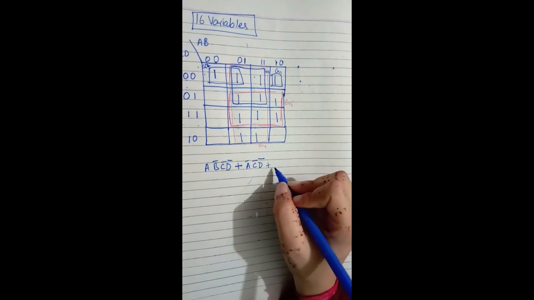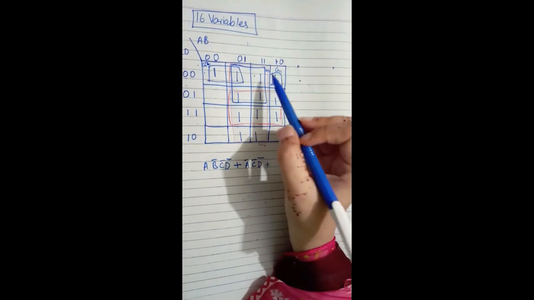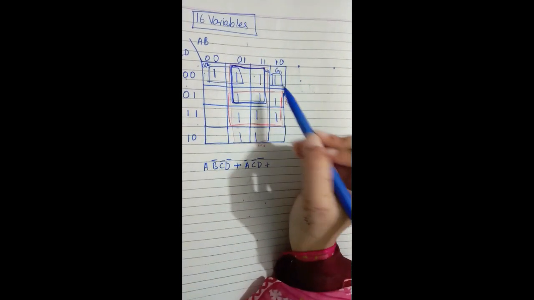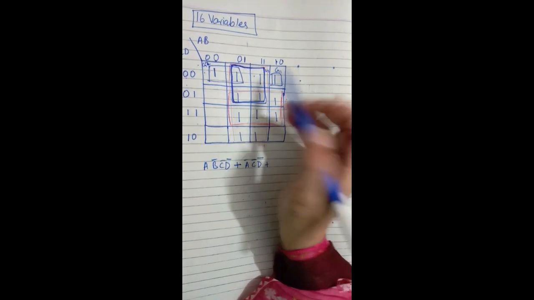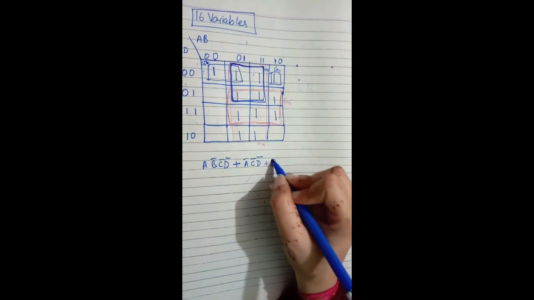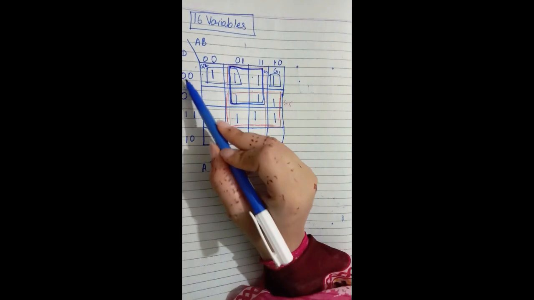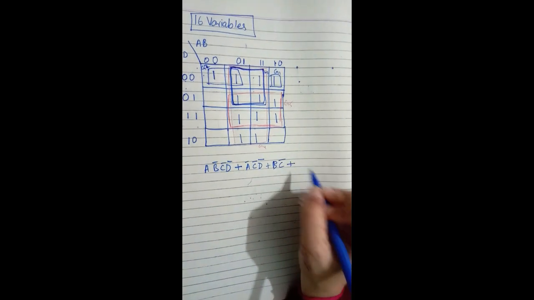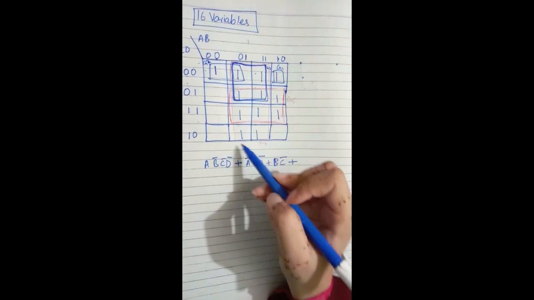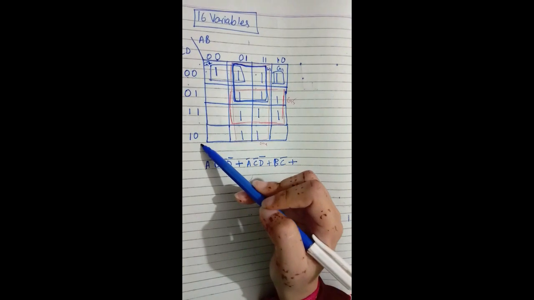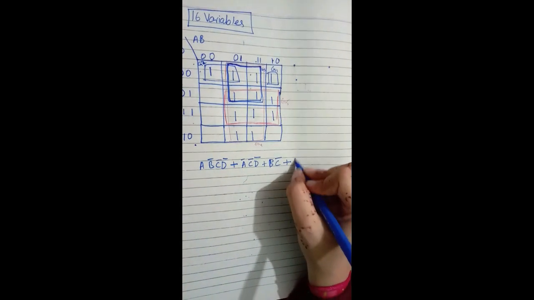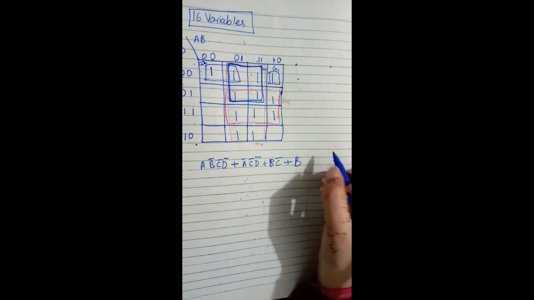Now the group 3 is this one. This is the group 3. A is changing, B remains same, so B. C is same, that is C bar. D is changing, so we will not write the D. The next is group 4. This whole is the group 4 in which C and D is continuously changing. A is changing and just B remains same. So only B is in the group 4.